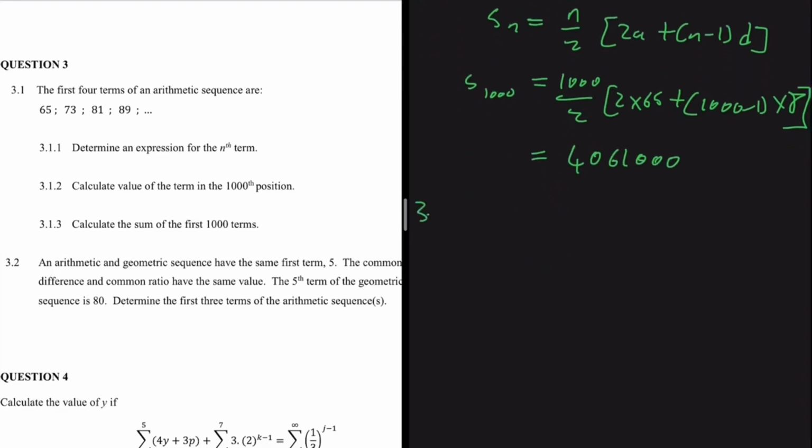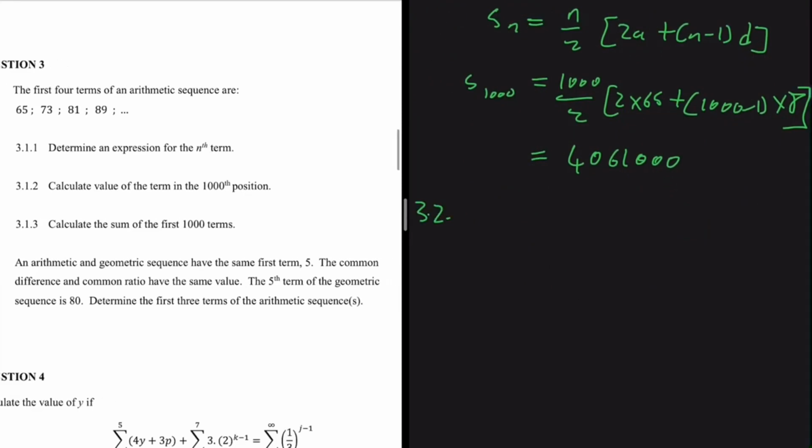Let's do 3.2. 3.2 says an arithmetic and geometric sequence have the same first term, right? The common difference and the common ratio have the same value. The fifth term of the geometric sequence is 80, and then determine the first 3 terms of the arithmetic sequence. So the first term of the arithmetic and the geometric are the same, right? It's said to be 5, and then the common difference and the common ratio have the same value. So let's do it like this. So the difference is equal to the common ratio on the geometric, right? But they're the same.